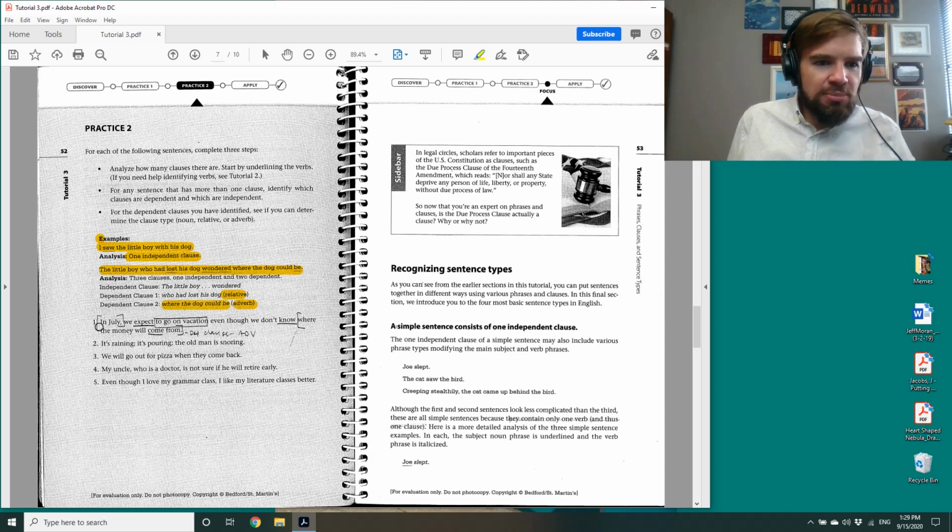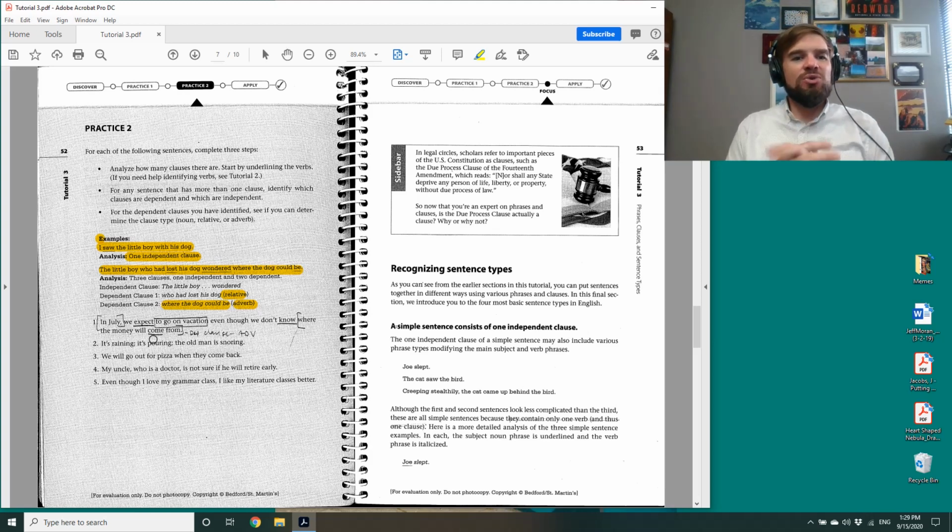The first example says, in July, we expect to go on vacation, even though we don't know where the money will come from, right? I've sort of taken some notes that you can see here. So see if you agree or disagree with my early analysis. See if you can go through these 5 sentences and come up with your own responses. And be ready to bring any questions you have to an email or to one of our Zoom meetings. So again, take a moment, pause the video, try to do practice 2.